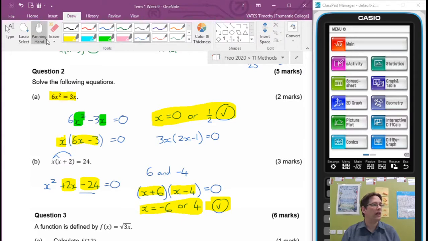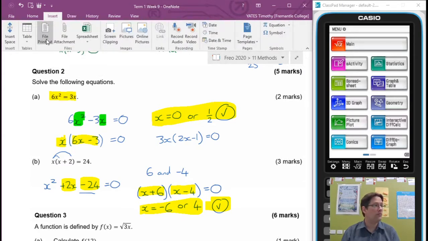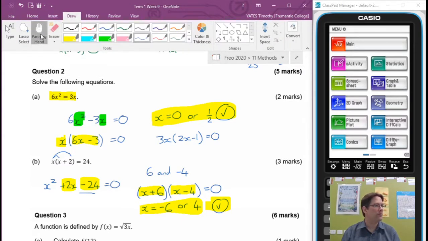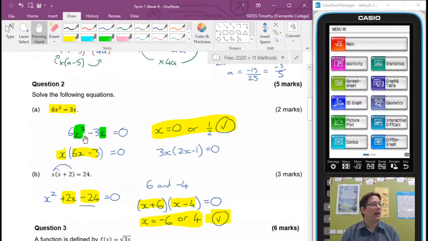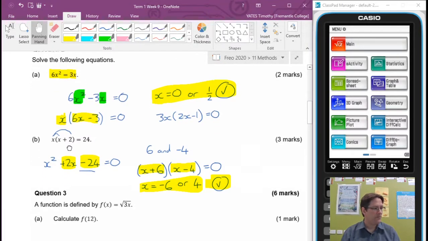Now that was, let's have a look. So this one was worth 5 marks, the other one was worth 5 marks. That's about 10 minutes worth of work. And if you know what you're doing, you could definitely knock that out in much less than 10 minutes.